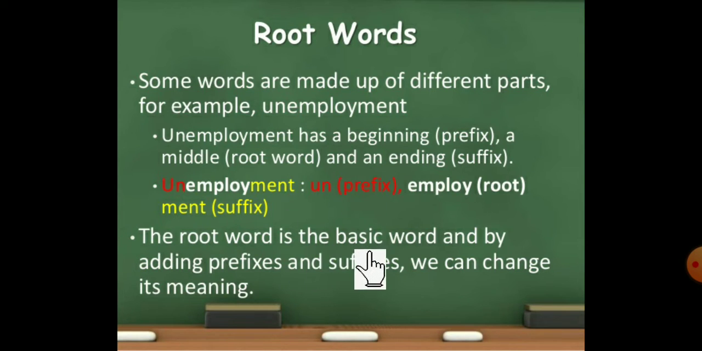The root word is the basic word, and by adding a prefix and suffix we can change its meaning. If there is only the word employ, you can understand employ. Got it? But if you add the prefix un and the suffix ment, what is the meaning of that? The meaning totally changes. Got it? So when we add a prefix and suffix to the root word, it can change its meaning. Now we have to see what is a prefix and what is a suffix.